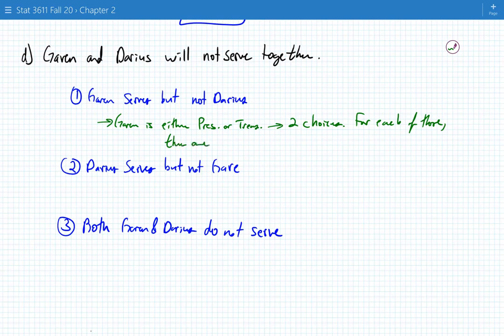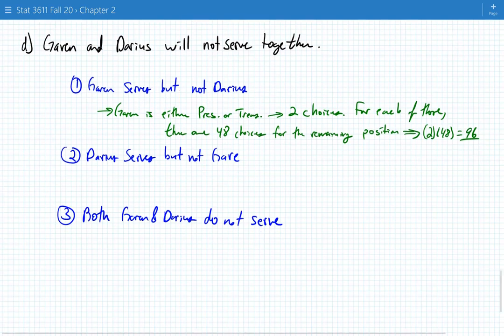There are, so you started with 50. Garen is one of them. And Darius is out of the mix. So there are 48 choices for the remaining position. And so for each of those, 2 times 48, this is a two-stage multiplication rule, 96. You have 96 ways.